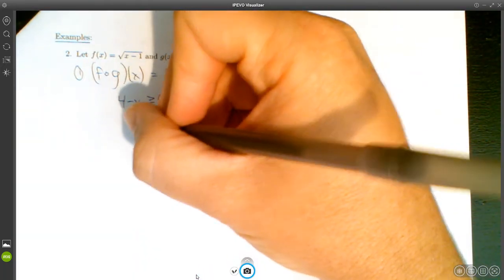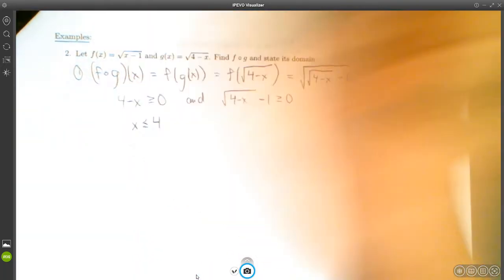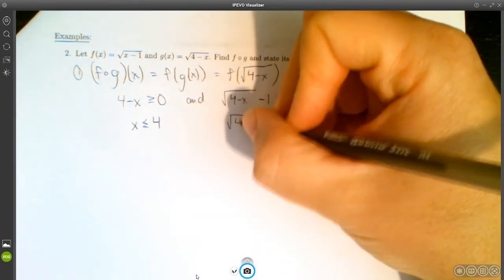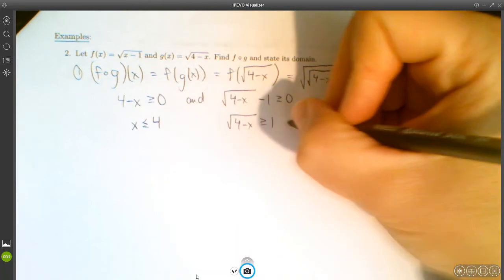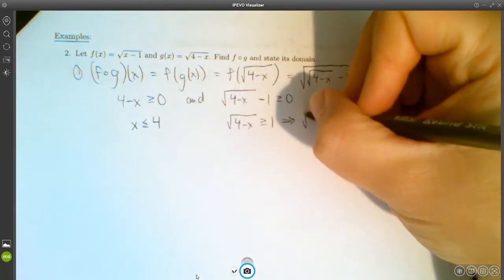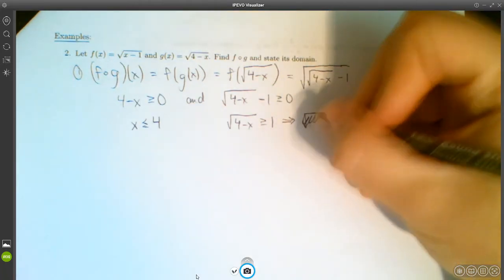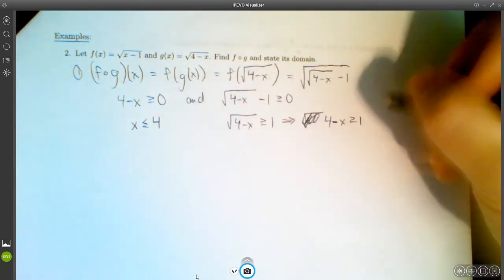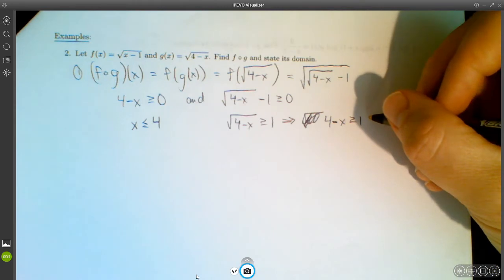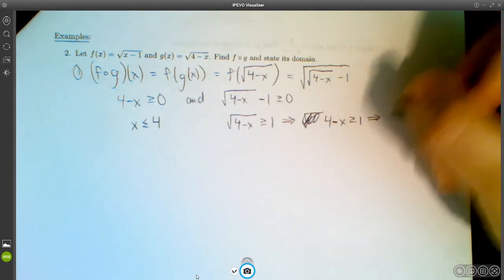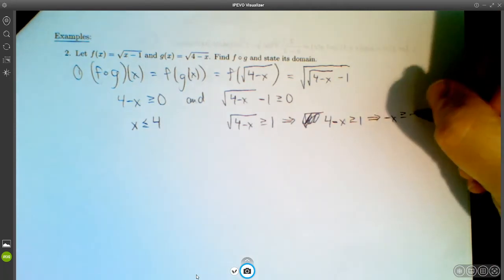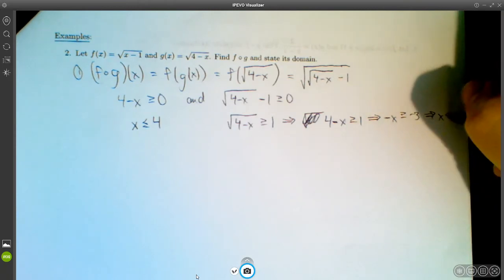So this means that we need x to be less than or equal to 4. This one means square root of 4 minus x has to be greater than or equal to 1. So 4 minus x needs to be bigger than or equal to 1, right? If you square both sides. And that means negative x needs to be bigger than or equal to negative 3. So x needs to be less than or equal to positive 3.